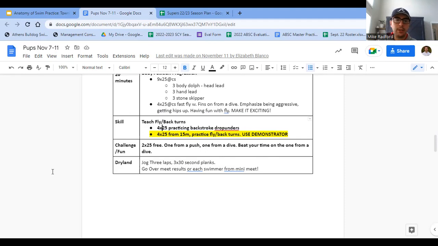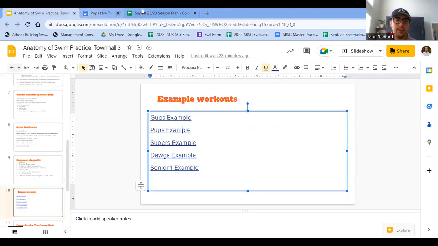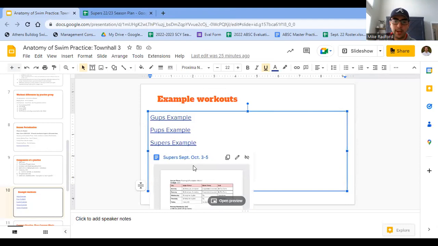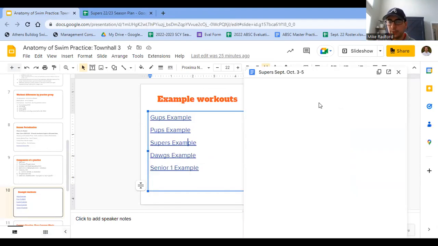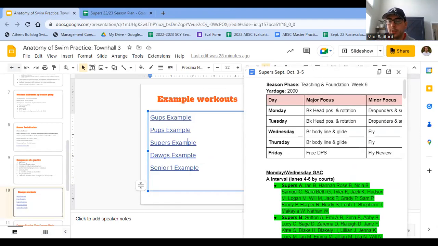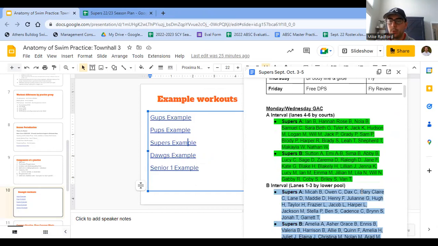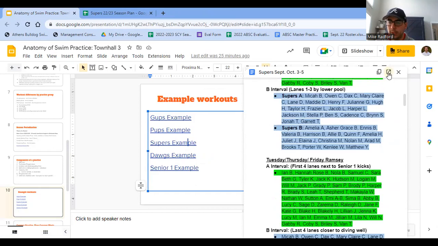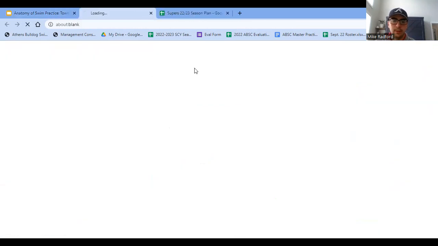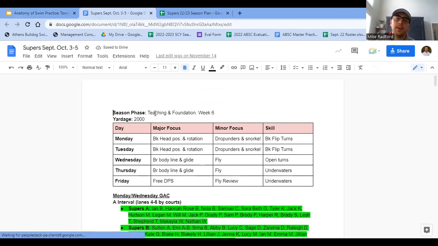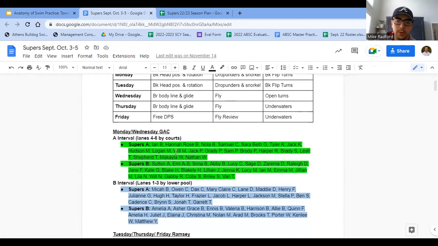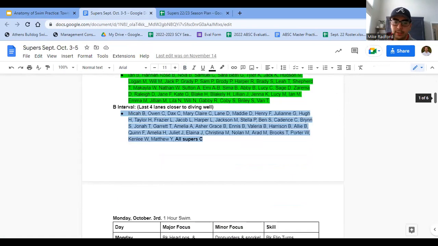Let's take it up a notch here, and we will go now looking at the Super Pups example practice. So this is from early October. This would be sort of the beginning of the aerobic buildup phase that the supers are in. And oh, nope, it looks like the final week actually of the teaching and foundation phase is what this was. So here's their early season practice.